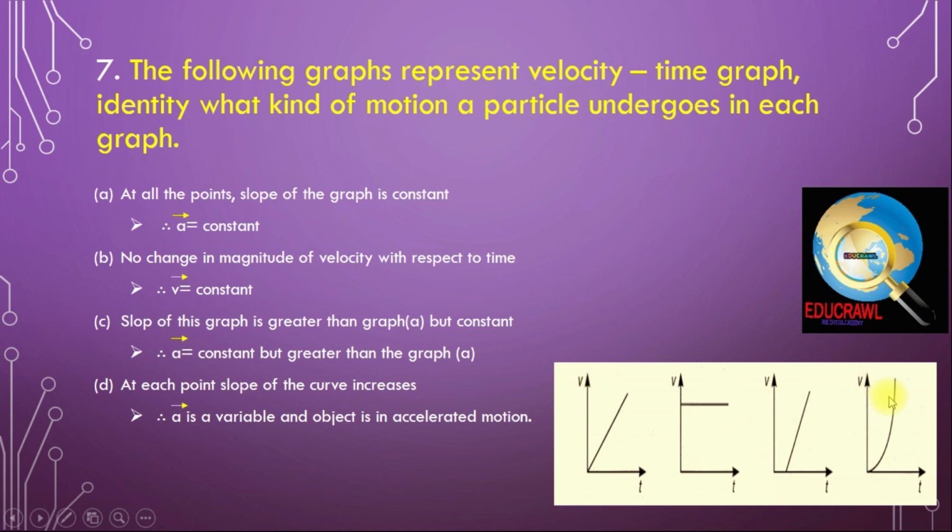See the fourth graph. In this fourth graph, the acceleration is not constant. The slope of the curve is increasing. So acceleration is a variable. Variable means the acceleration keeps on changing. That is, the object is in an accelerated motion.